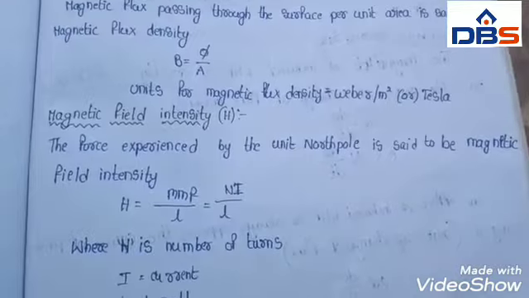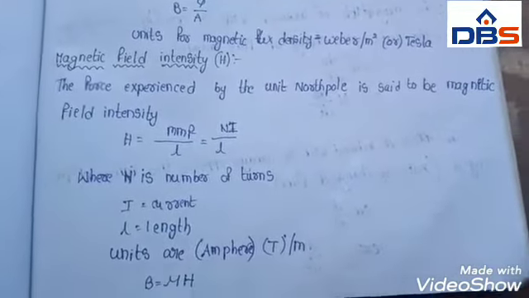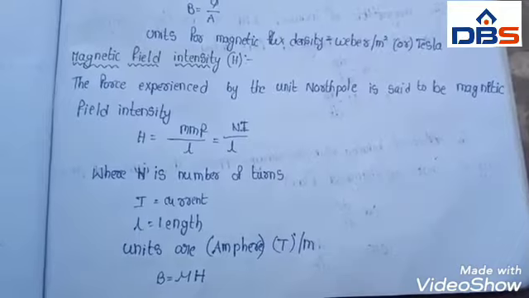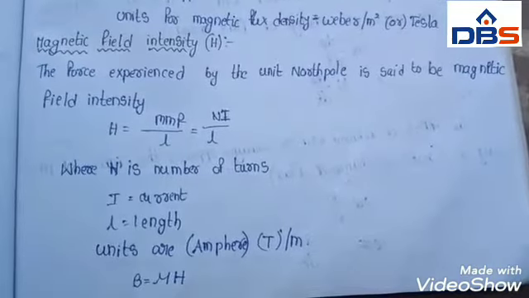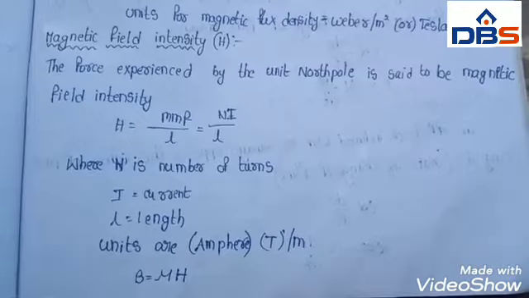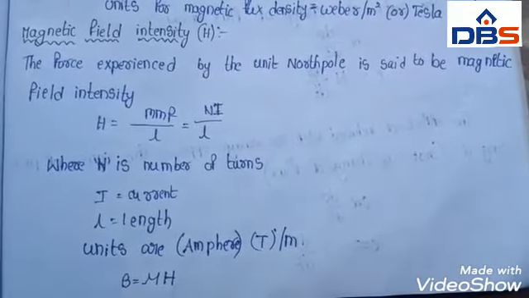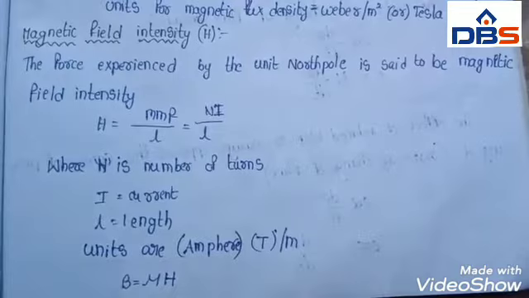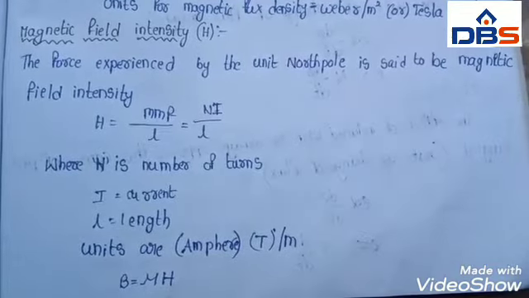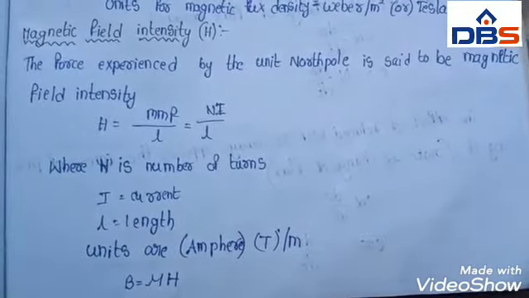Another definition is magnetic field intensity. The magnetic flux lines flow from the north pole to the south pole with some force. That force is experienced by one unit pole. So simply say that the force experienced by a unit north pole is said to be the magnetic field intensity.